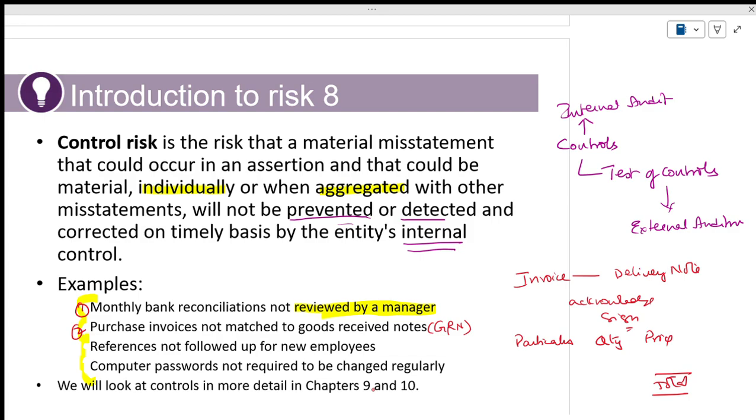Third: references not followed up for new employees. This comes under HR. You are appointing people, but you are not following up the references. You will ask for references, and for the references you have to get the response. You are recruiting people without proper verification or any references. Fourth: computer passwords not required to change regularly.